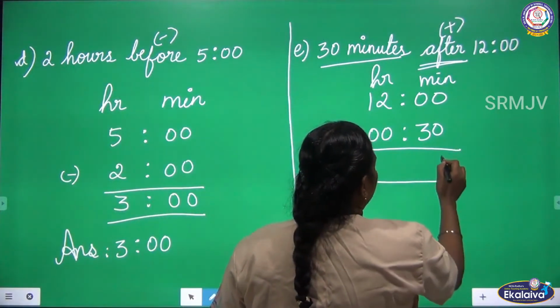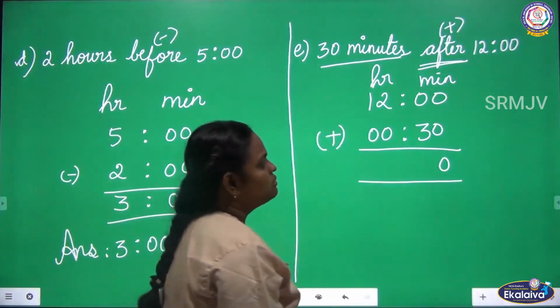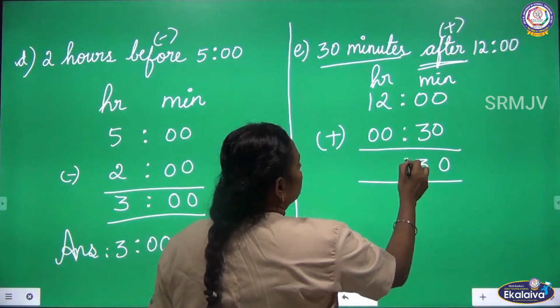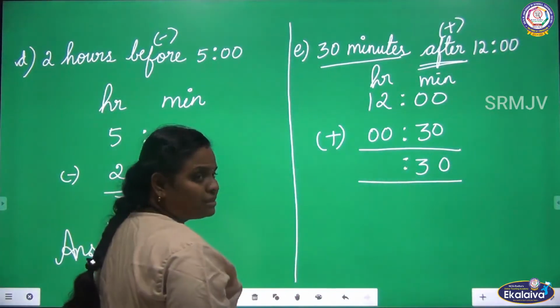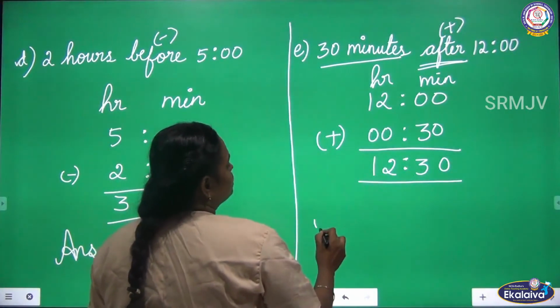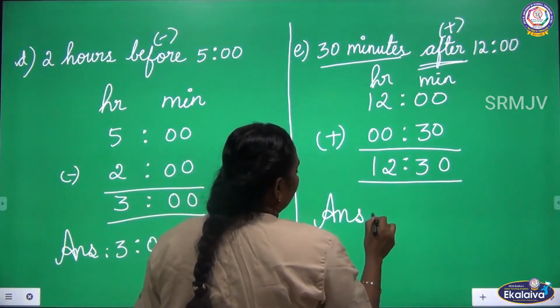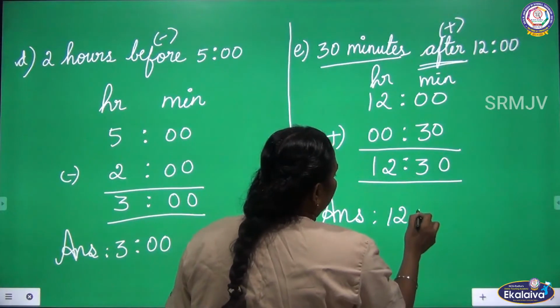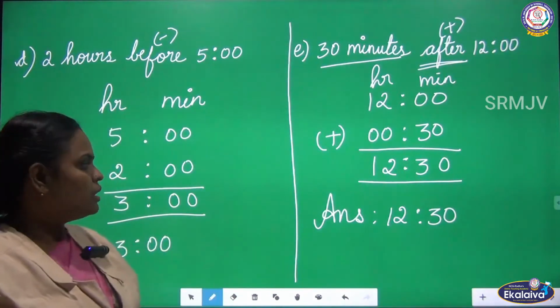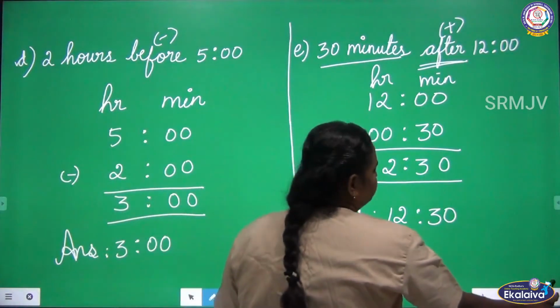So 0 plus 0 is 0. Next 0 plus 3 is 3. Next 2 plus 0 is 2. 1 plus 0 is 1. So now tell me, 30 minutes after 12 hours is 12 hours then 30 minutes.